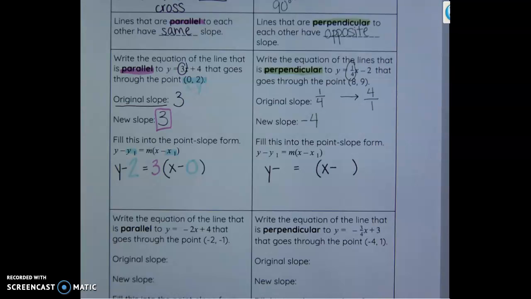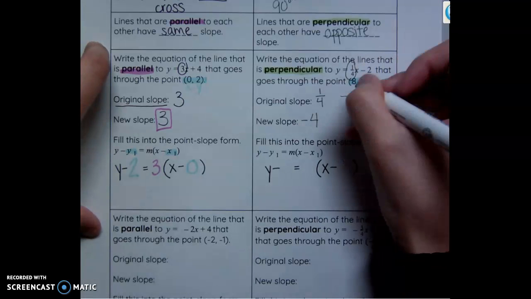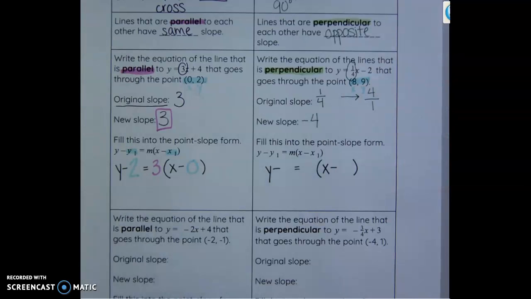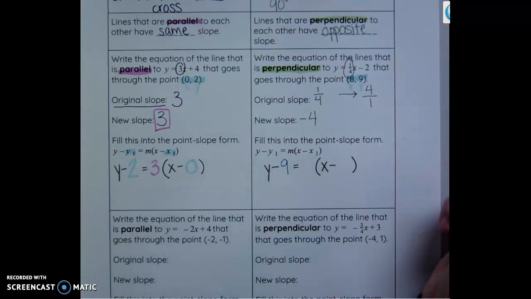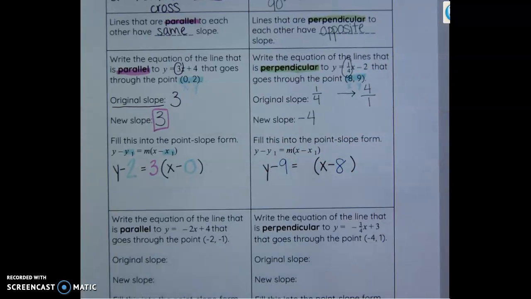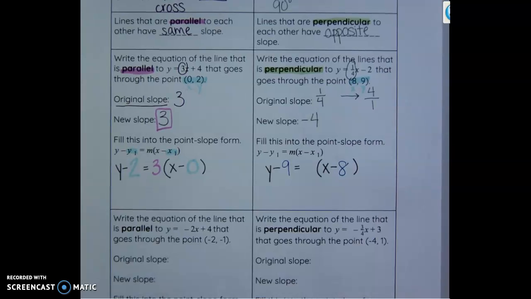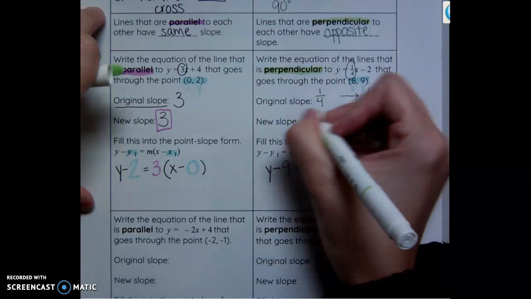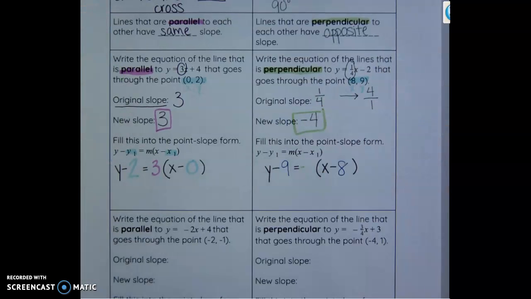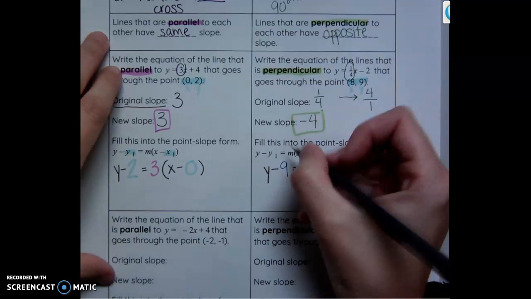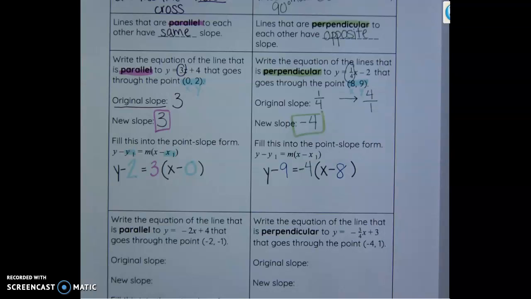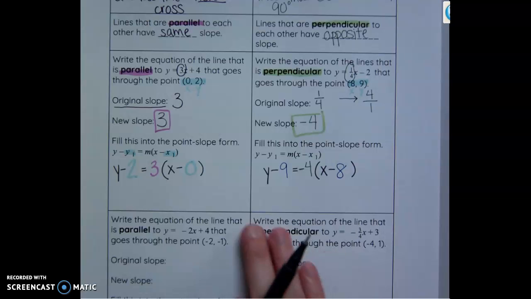My new point that I'm going to fill in is (8, 9). That's my x, that's my y. So y minus 9, because that's my y value, and x minus 8, because that's my x value. And my new slope that I'm going to use is negative 4. Like I said earlier, we will eventually put this into y-intercept form, but for right now, we're just going to leave it like that. Okay, that's your answer.